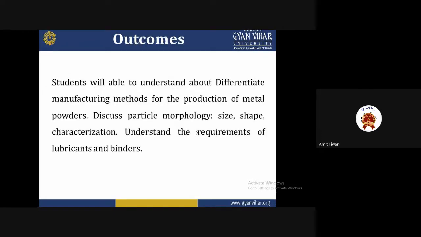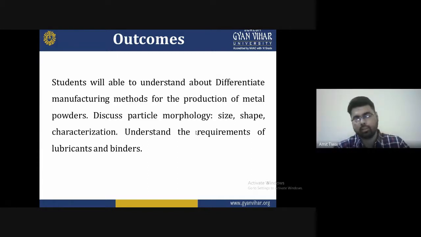Outcomes: at the end of this lecture, the student will be able to differentiate manufacturing methods for the production of metal powders, discuss particle morphologies like size, shape and characterization, and understand the requirement of lubricants and blenders.